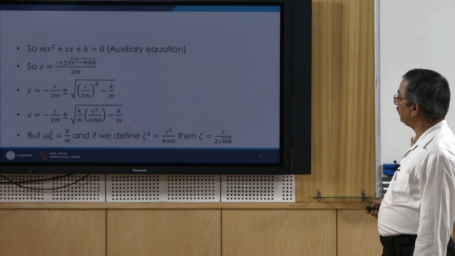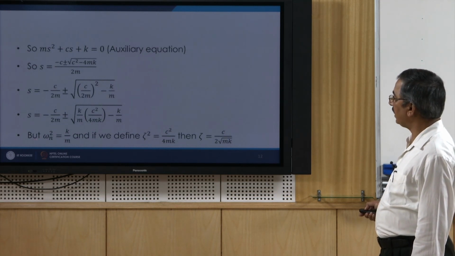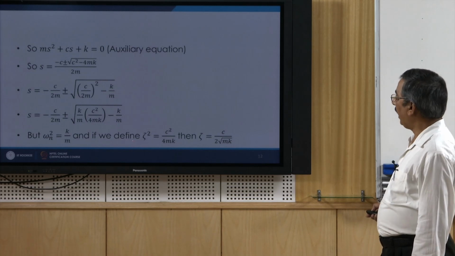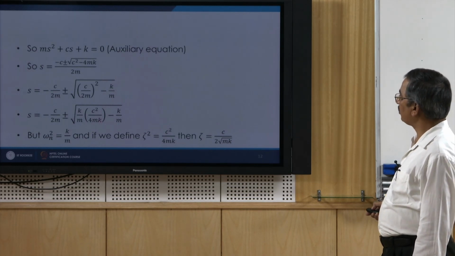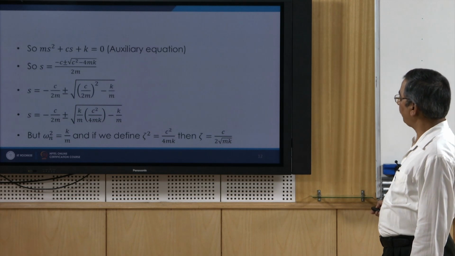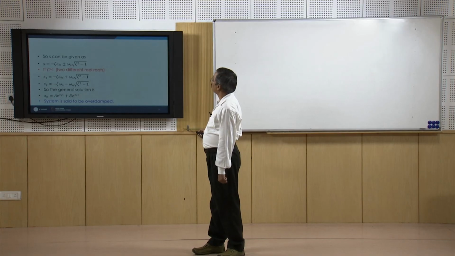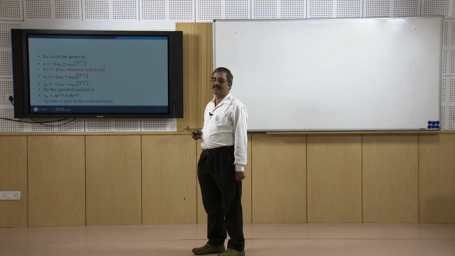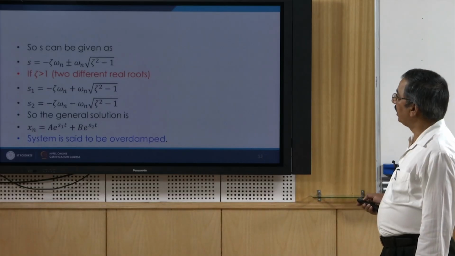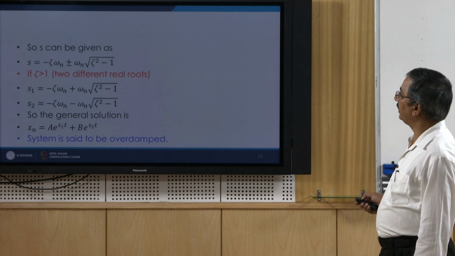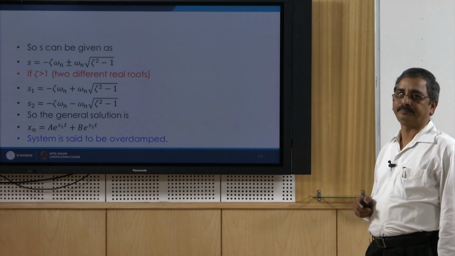Now, as we have seen, this k by m can be written as omega n square. Okay. And if we define, say, zeta square is equal to c square by 4 m k for this term, then zeta I can write as c by 2 under root m k. Okay. So, as I said, the solution for s in terms of omega n and zeta is given by this equation, that is minus zeta omega n plus minus omega n under root zeta square minus 1.